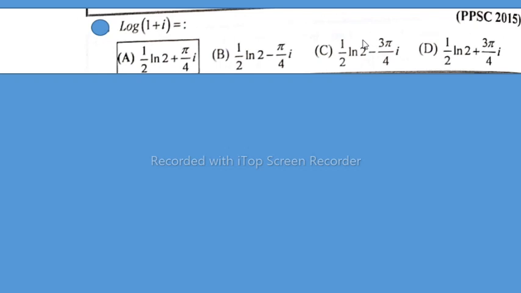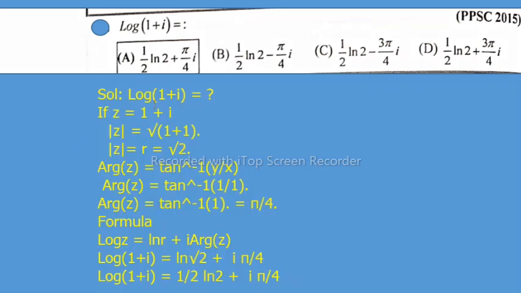In this lecture, I will solve Pakistan Public Service Commission 2015 MCQs, that is log of 1 plus iota. Solution: log of 1 plus iota. If z is equal to 1 plus iota, then absolute of z is equal to square root of 1 plus 1. So 1 square is equal to 1. So 1 plus 1 is equal to square root of 2. Absolute of z is equal to r equal to square root of 2.